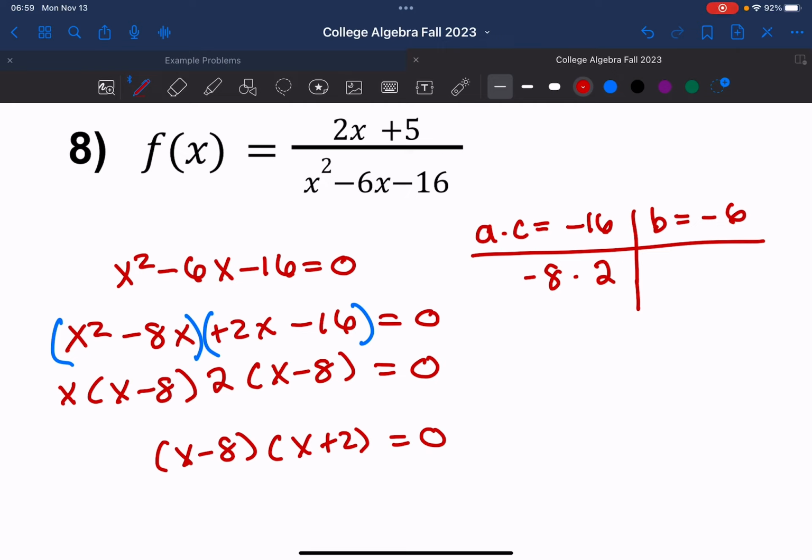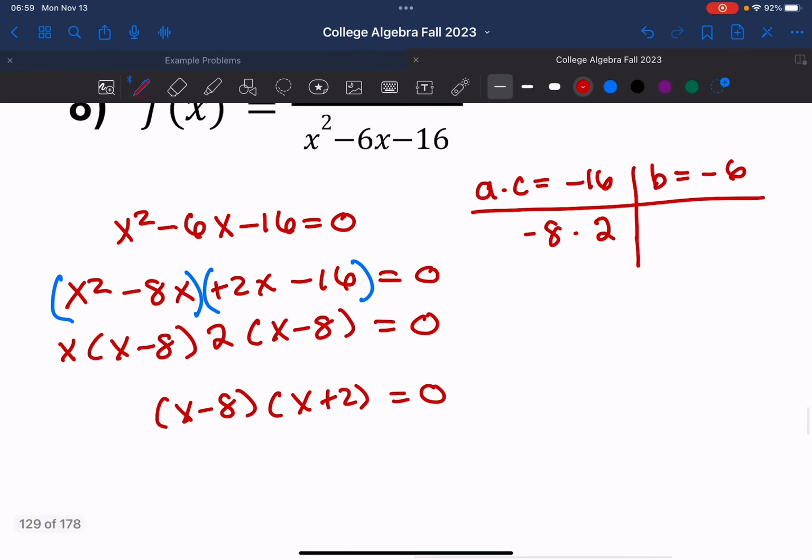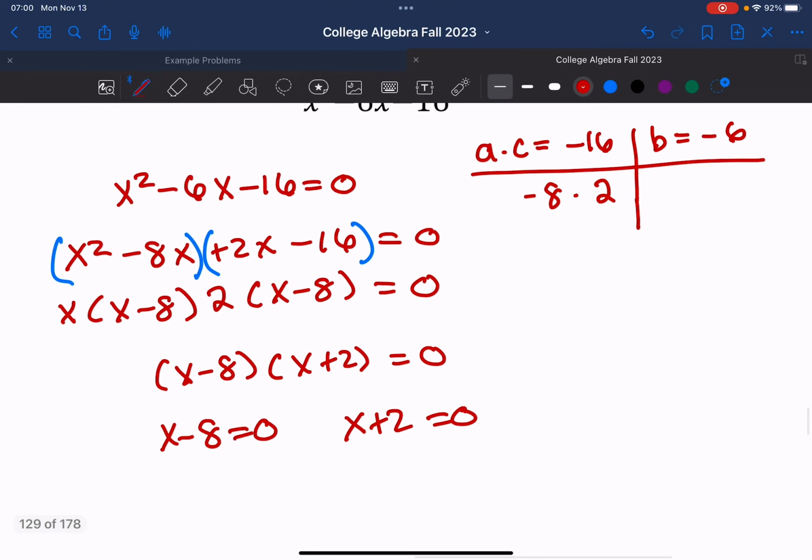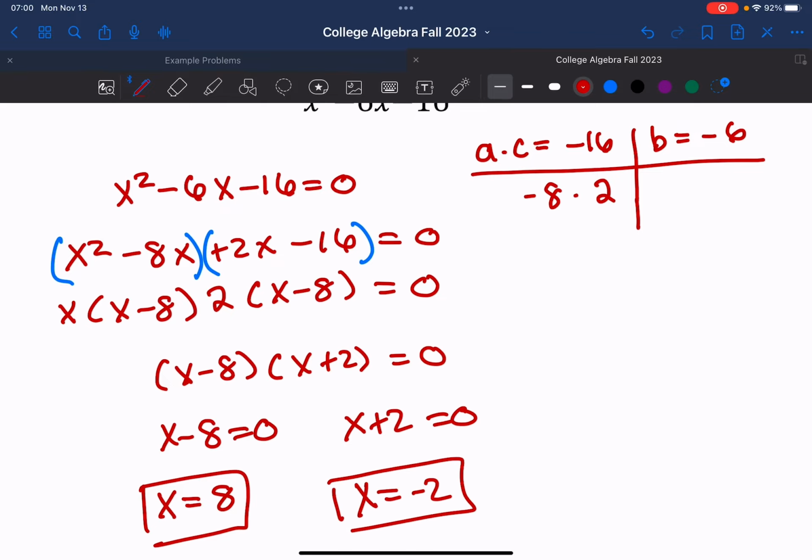What property do I use now to solve for x? The what? Sorry? No. It's called the zero product property. And what does that zero product property tell us to do? Yes, set everything equal to 0. So that means I have my two answers of what? X equals 8, because I would add 8 to the other side. And x equals negative 2, because I would subtract the 2 to the other side.